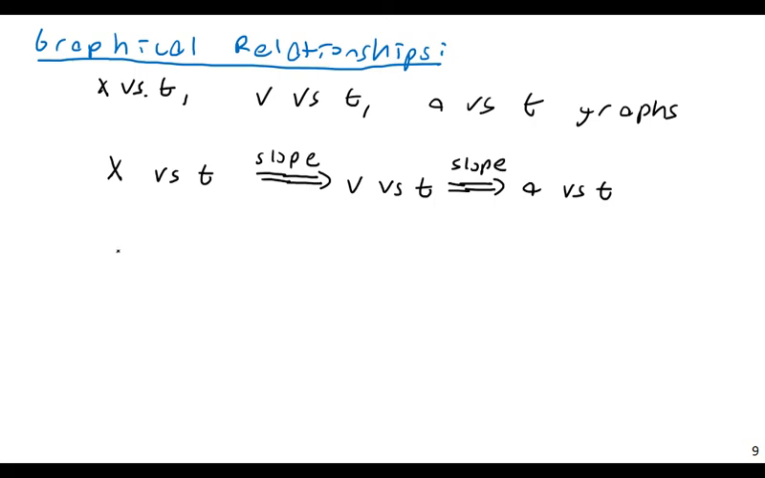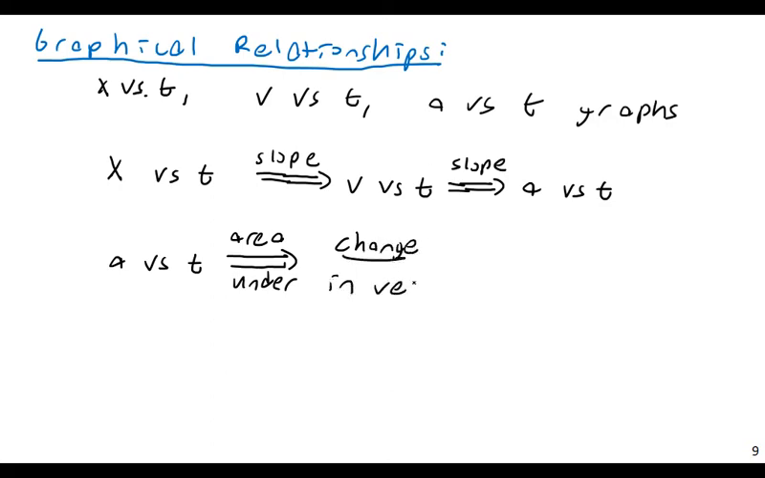Then, if I want to go the other way, if I have the a versus t graph, the area under the curve does not give me the velocity. What does it give me? The area under the acceleration versus time curve will not give me the velocity. It will give me the change in velocity between the endpoints of that integration.